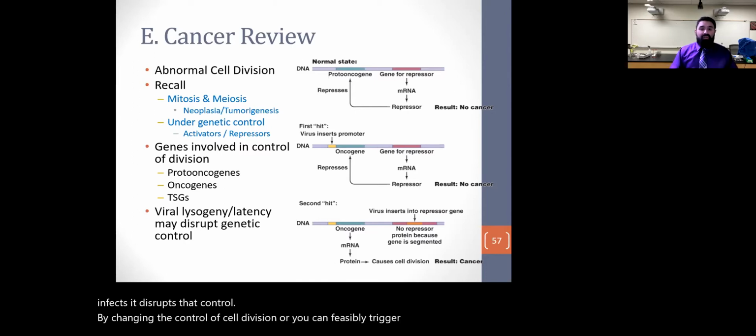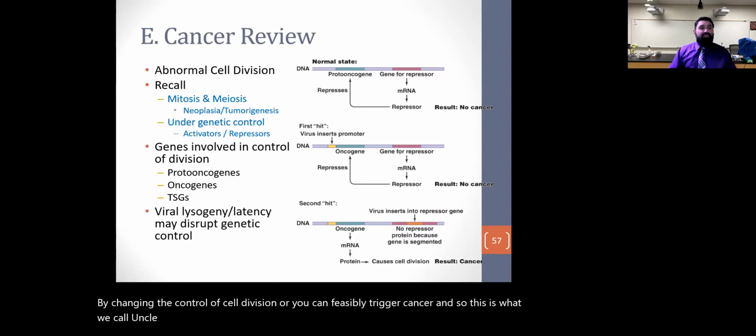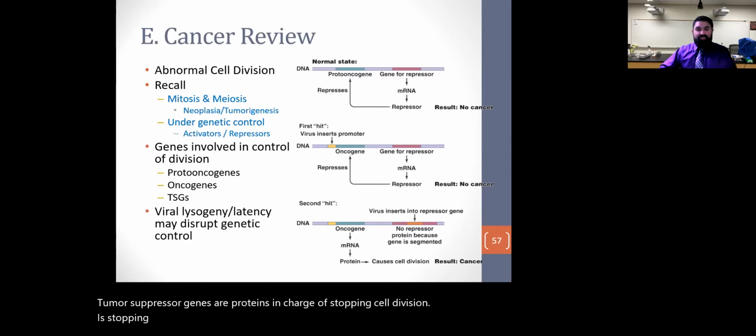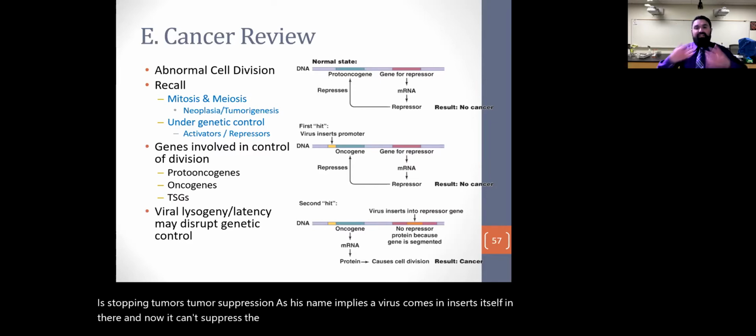And so this is what we call oncogenesis, and the triggers are what we call oncogenes, proto-oncogenes, and tumor suppressor genes, or what I have up there as TSGs. Tumor suppressor genes are proteins in charge of stopping cell division, stopping tumors, tumor suppression, as the name implies. A virus comes in, inserts itself in there, and now it can't suppress the tumor. So now the cell keeps on dividing, aka cancer.